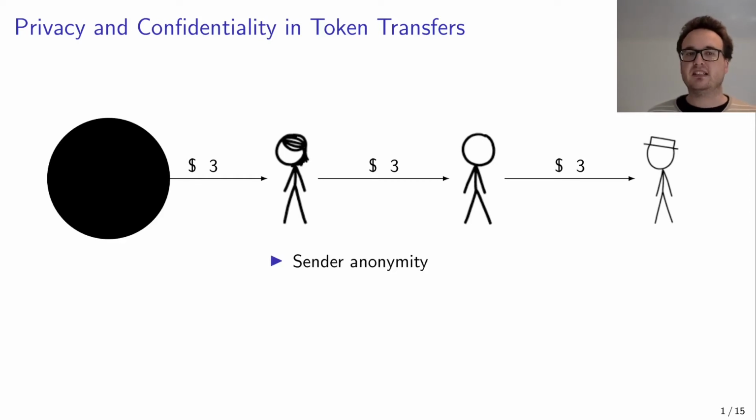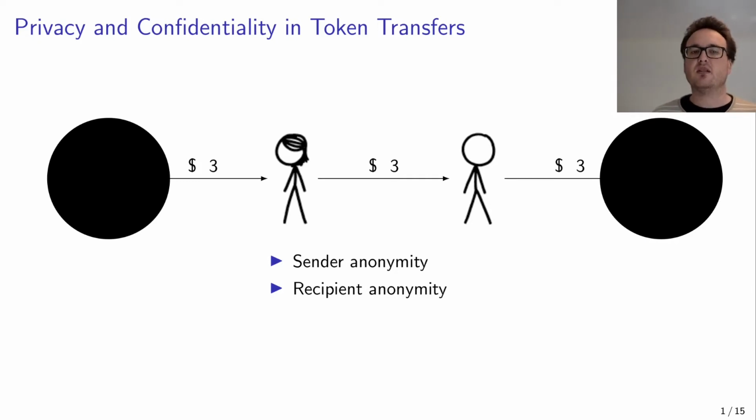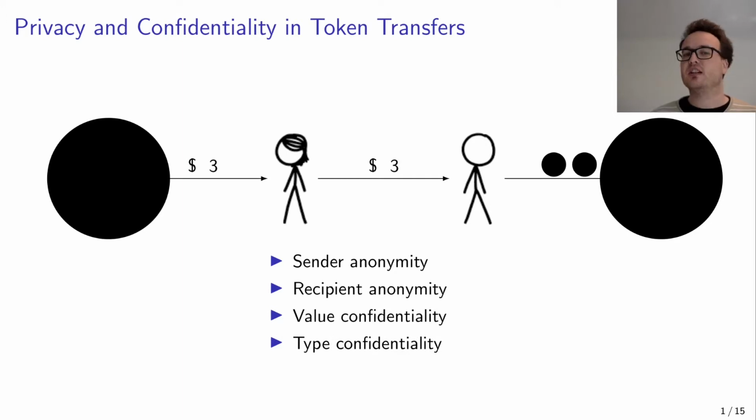So first we need sender anonymity, so Megan should not figure out who sent her the $3. And in the same direction, we need receiver anonymity, so that you need to know your immediate recipient, but of course what they do with their tokens should be totally irrelevant to you. Then you need value confidentiality and type confidentiality for all transactions where you're not involved.